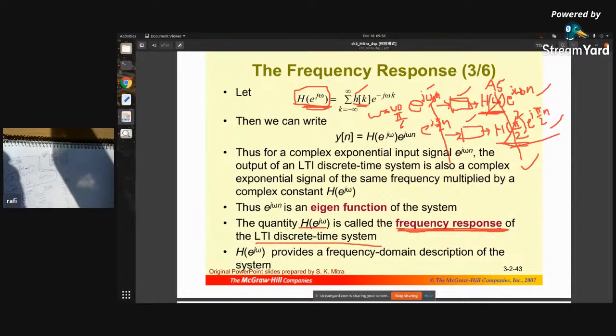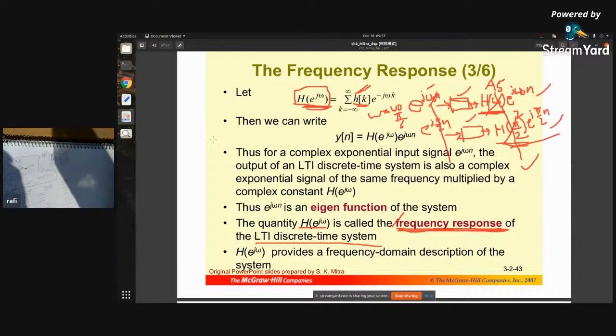Here H of omega does not have any n term. This is a function of omega, not a function of n, so it is considered constant with respect to n. So when you give an input x of n, the output is A times x of n, where A is H of omega. That A is H of omega, and it depends on the system's impulse response. That's why we call it the frequency response of the system. In the frequency domain, it represents the system's impulse response.